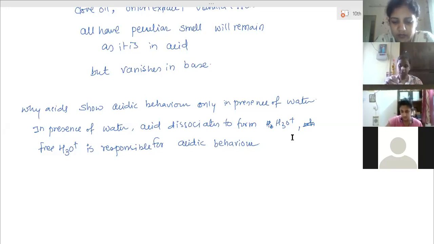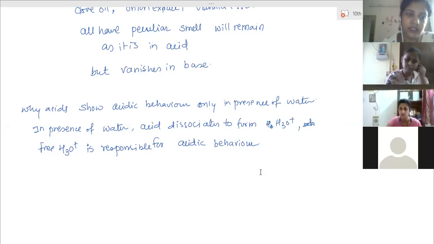Then second, acids and bases both conduct current. So the second property is that acids and bases both conduct current.